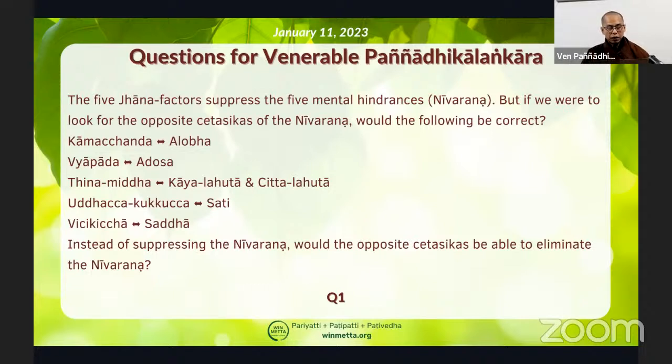This is basically right. But we have to consider the stages. In sense sphere consciousness, when the opposite mental factors, alobha, adosa, aloka sanna, samadhi, or wisdom, arise with the sense sphere consciousness, they can remove the hindrances only for a short time, temporarily. We call this tadanga pahana. That cannot be called elimination. Elimination is when, after eliminating, it never arises again. So tadanga pahana is only temporary removal.